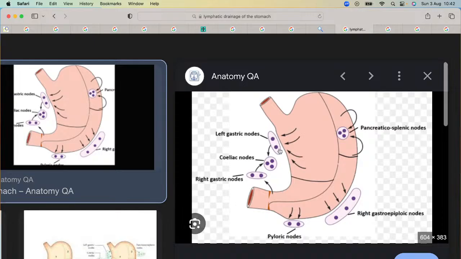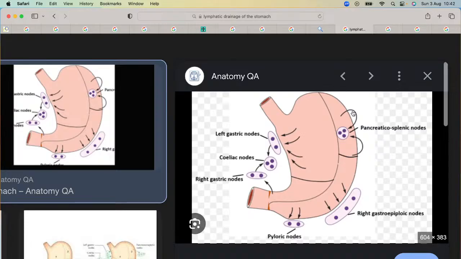So again, right and left gastric vessels for area number 1, and it goes directly into the aortic nodes. Part number 2 goes to the right gastroepiploic artery, and then from there it goes to the subpyloric nodes, and then it's directed to the aortic nodes. Area number 3 goes to the splenic vessels, and from there it goes to the suprapancreatic nodes, and then finally to the aortic nodes.